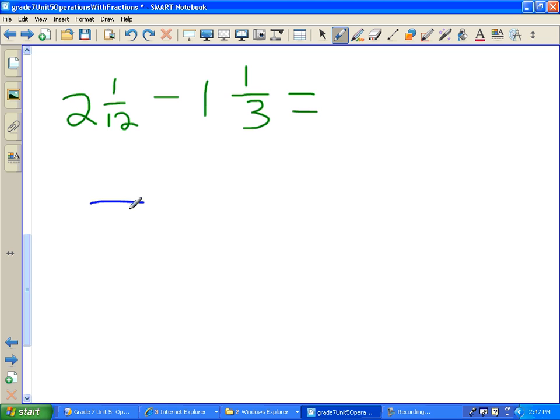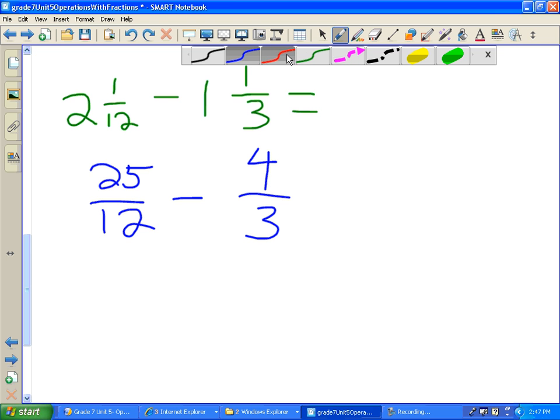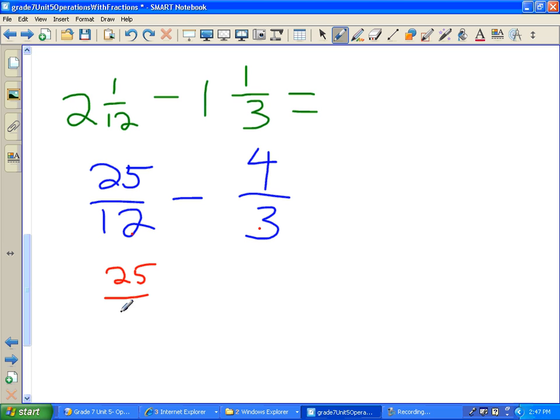This one, not so easy because the denominators are not the same. So we're going to change it to make sure, first of all, it's an improper fraction. 2 times 12 is 24, plus 1 more is 25. Now to change the bottom, 1 times 3 is 3, plus 1 more is 4. Now we want to find the lowest common multiple of 12 and 3, and of course the answer is 12.